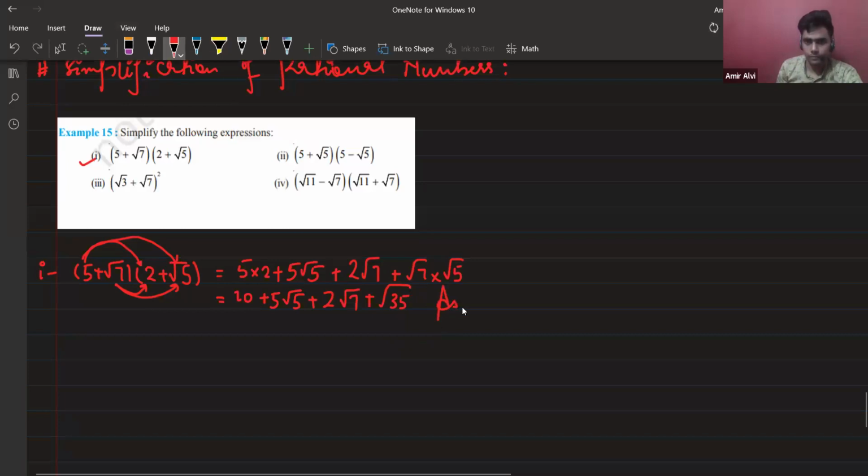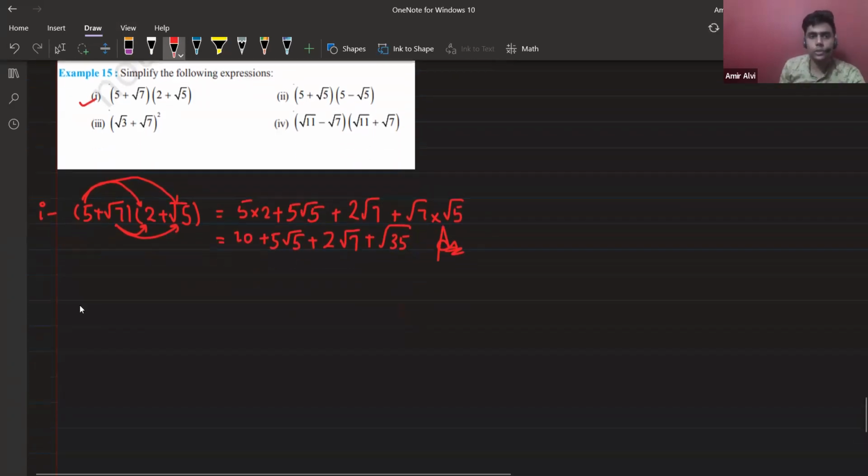We just have to simplify this, like we just have to write them in an expanded form. Okay, so let's do the next one. And then I will give you the third one to solve.